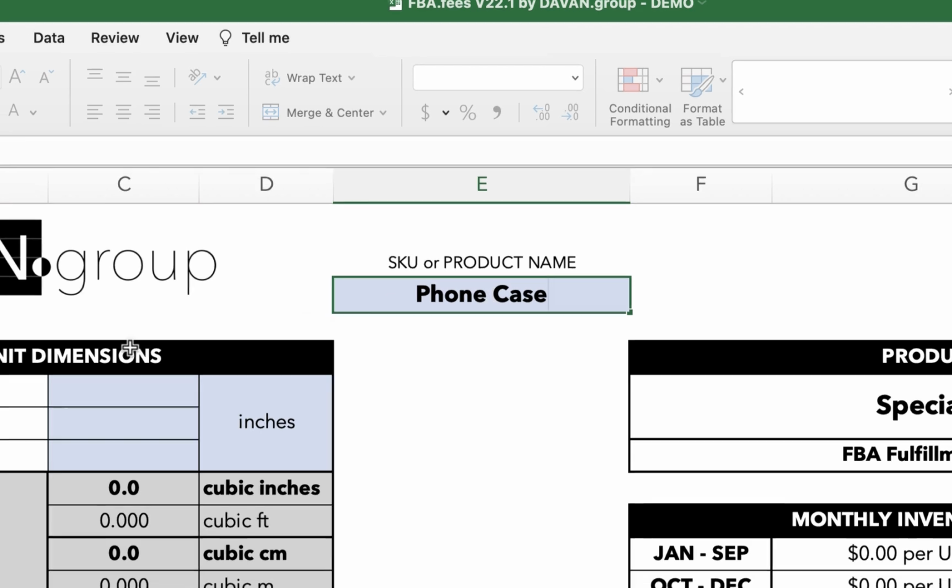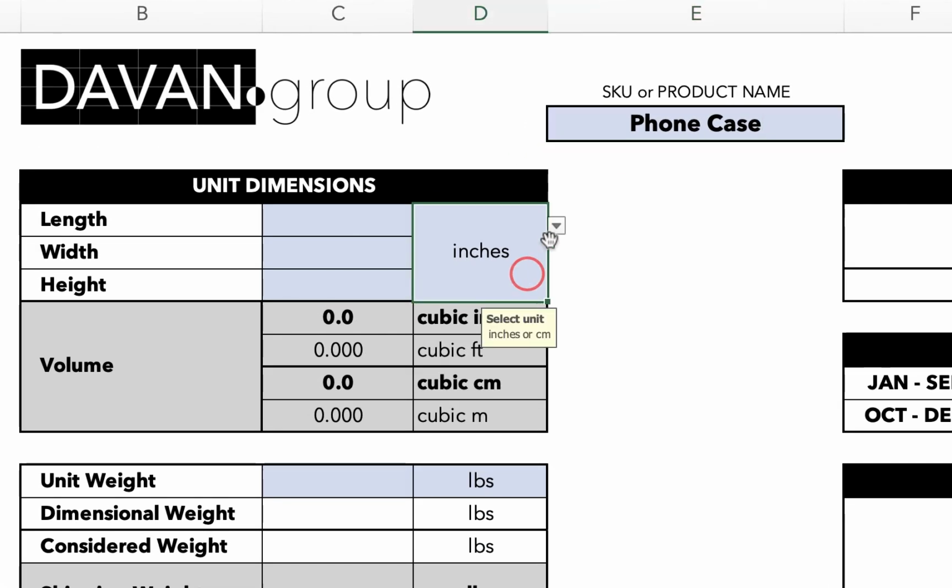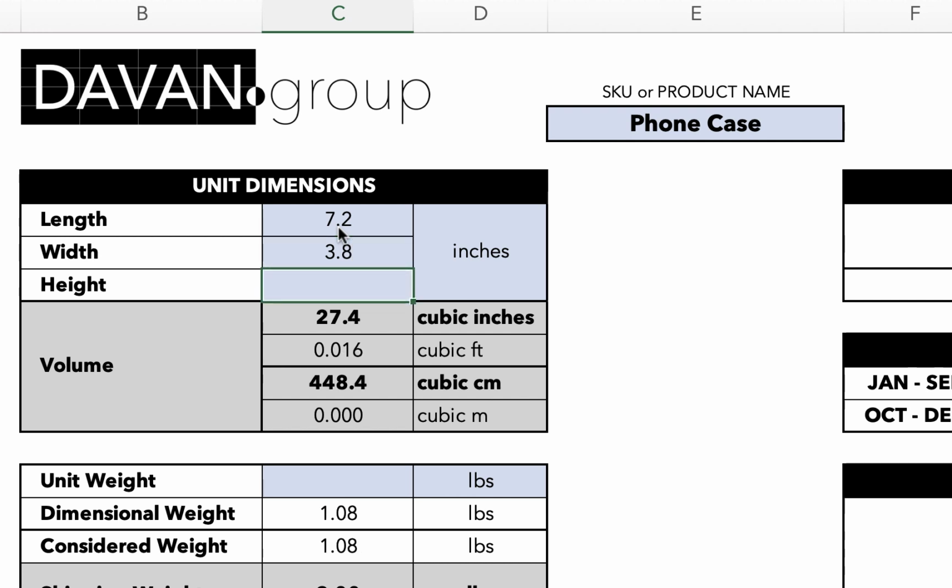I'm then going to go ahead and enter the unit dimensions. Now there's a drop-down menu here that you can enter the unit dimensions in either inches or centimeters. I'm going to stick with inches for this one. And let's say it has a length of 7.2, a width of 3.8, and a height of 0.79 inches. Now, the order you enter in does not matter. The calculations will still work. So don't worry about what is actually the height or the width. Just put in the 3 dimensions here in any order.